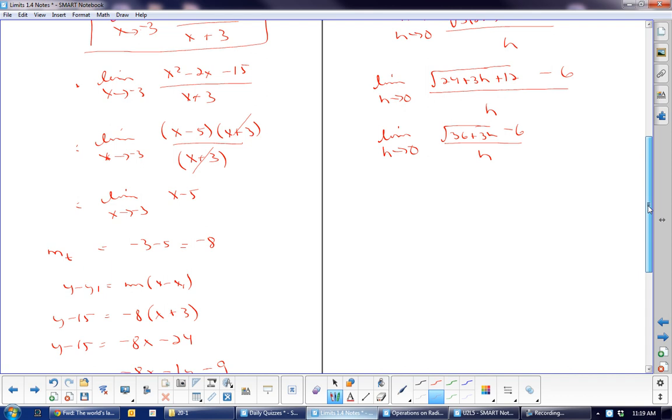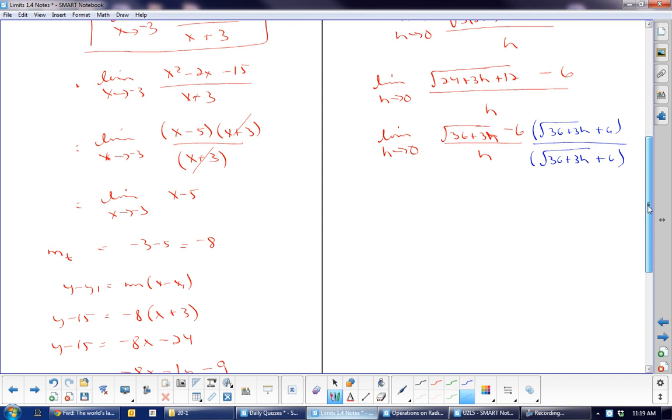And then at this point, you're going to go, I cannot go anywhere except for trying to get rid of that radical up top. Because I got to cancel h. I can't even get rid of h. Therefore, if I put in 0, it's still undefined, and I have accomplished nothing at this point. So I'm going to multiply that by root 36 plus 3h plus 6 over root 36 plus 3h plus 6.